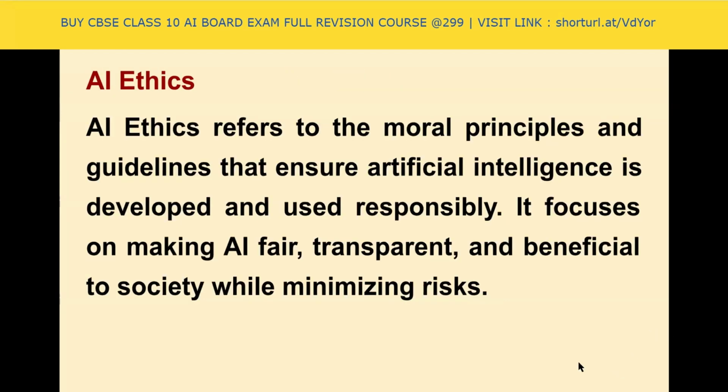Okay, so before we go further, let me just tell you. Machines, whatever we say, there are human beings behind those machines. So what machines are doing should also be guided by some moral principles. Those principles decided by human beings and implemented in machines are known as AI ethics. So AI is developed and used responsibly. We need to see that AI is fair, transparent, and beneficial for society, and at the same time, we have to minimize the risk.